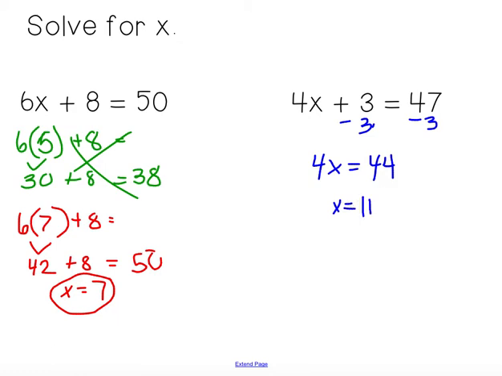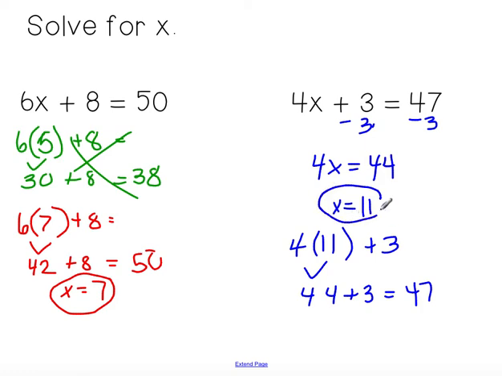So I'm just going to go back and actually try it to make sure that it works. Plugging in 11 for x, 4 times 11 plus 3. 4 times 11 is 44, plus 3 is 47. So I am correct. Either method is fine. I would just always make sure to check your answer, just like we did over here.